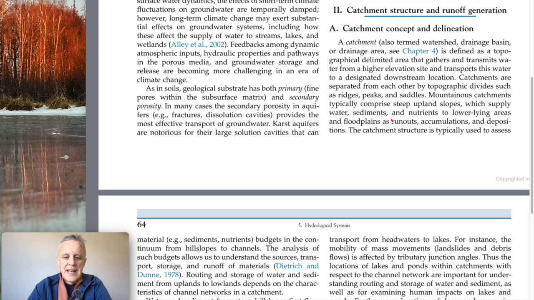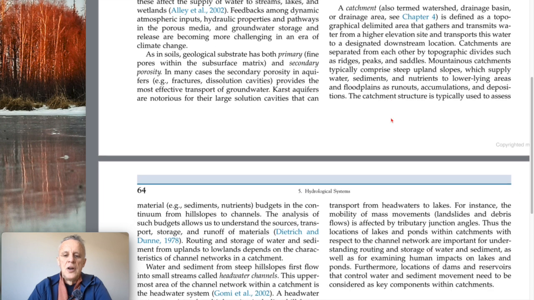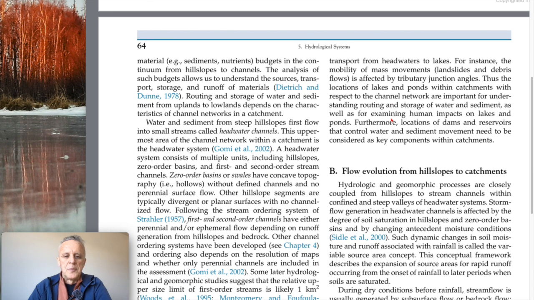Mountainous catchments typically comprise steep upland slopes which supply water, sediments, and nutrients to lower-lying areas and floodplains as runouts, accumulations, and depositions. The catchment structure is typically used to assess material budgets, for example, sediments and nutrients, in the continuum from hill slopes to channels. The analysis of such budgets allows us to understand the sources, transport, storage, and runoff of materials.